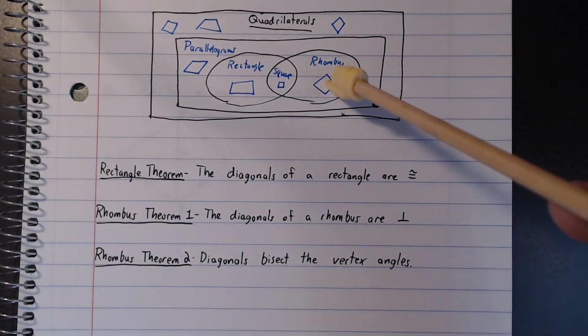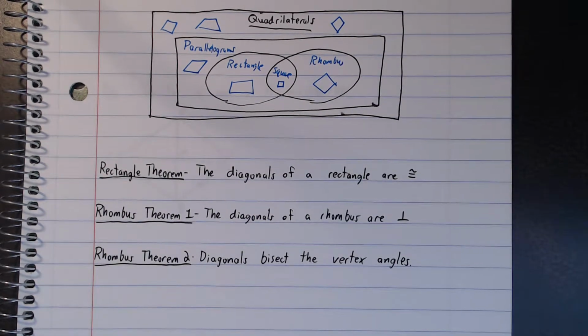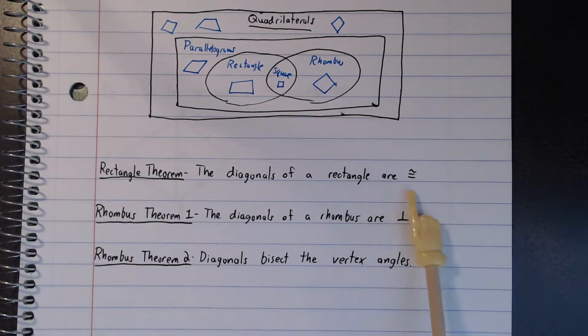Is that true for a rhombus? No. But is it true for a square? Yeah, because a square is a type of rectangle. So we know then that squares also have congruent diagonals.